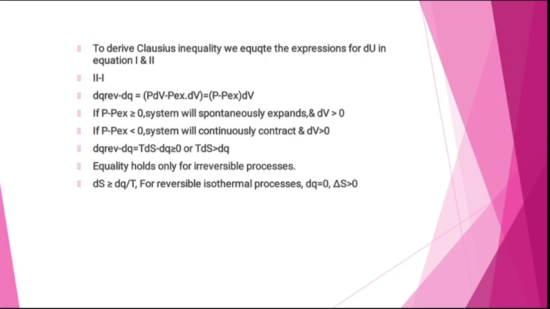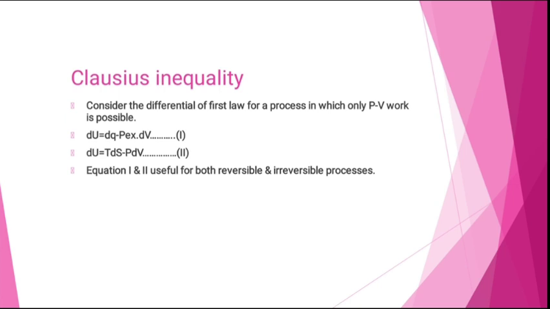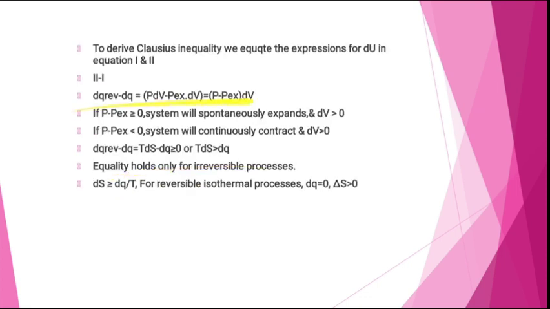This is our equation. So, here dU is equal to dq minus P external dV. This is our equation number 1. And here you can write dU is equal to dq reversible, instead of TdS you can write dq reversible, and here is the P dV. So just take the subtraction and write down the equation as dq reversible minus dq is equal to P dV minus P external dV, which is equal to P minus P external in a bracket into dV.